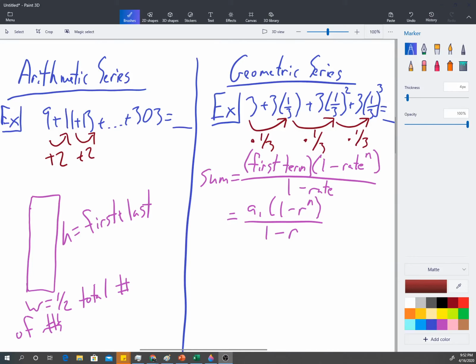Today's video is going to be a pretty quick one. We're going to transition from doing what are called arithmetic series to something called a geometric series. And so I've got both of them on the screen right now, different examples.